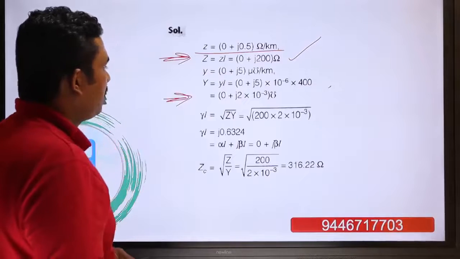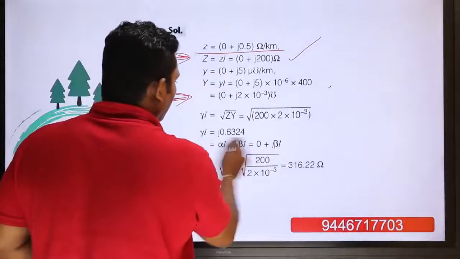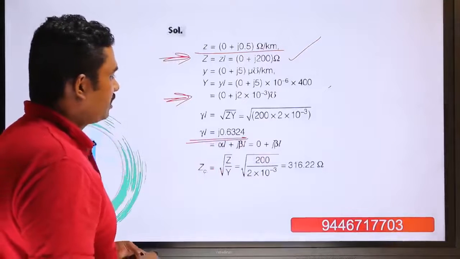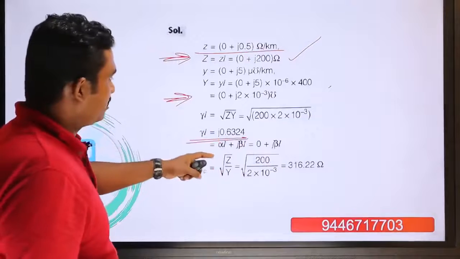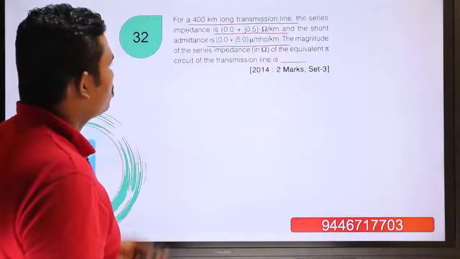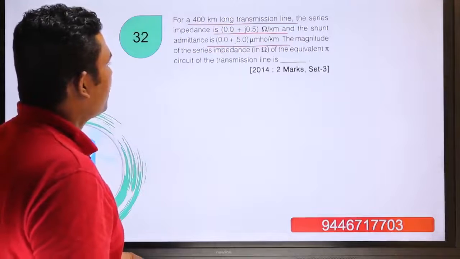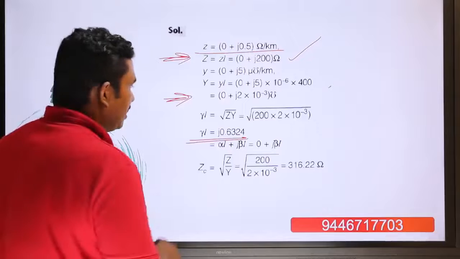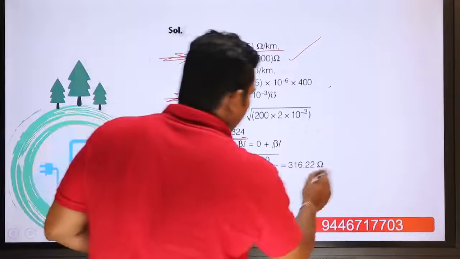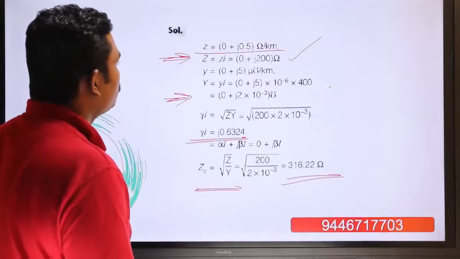And what is gamma L? Gamma L is equal to root ZY, from which we will be able to find the value of gamma L as j 0.6324. So you see that there is no real part for gamma L. So gamma L becomes 0 plus j beta L. And what is to be found? We will have to find the magnitude of the series impedance of the equivalent pi circuit of the transmission line. ZC is equal to root Z divided by Y. When you substitute, it becomes 316.22 ohms.